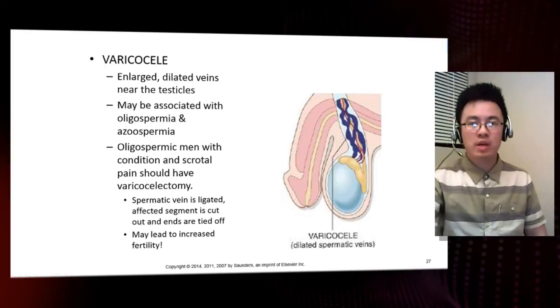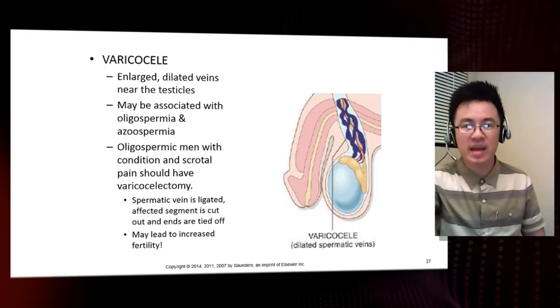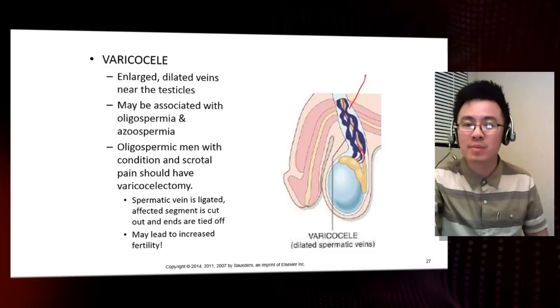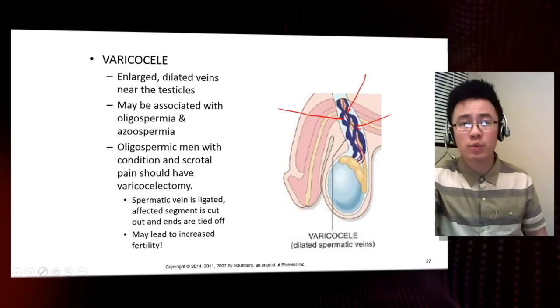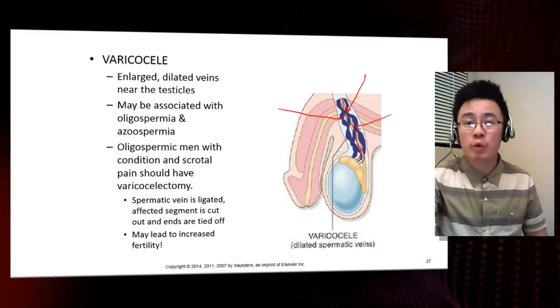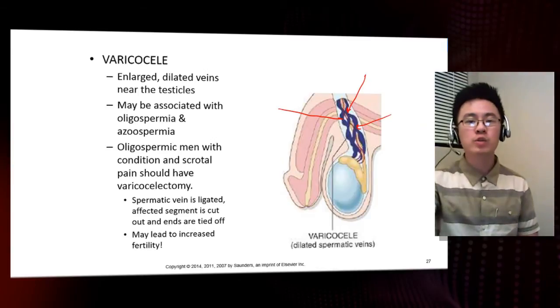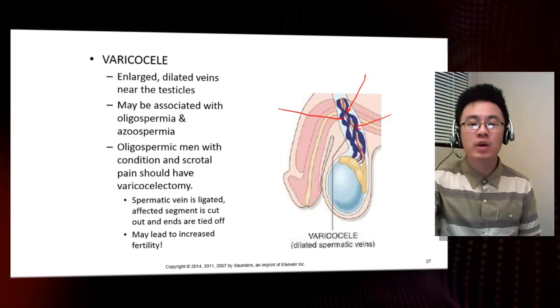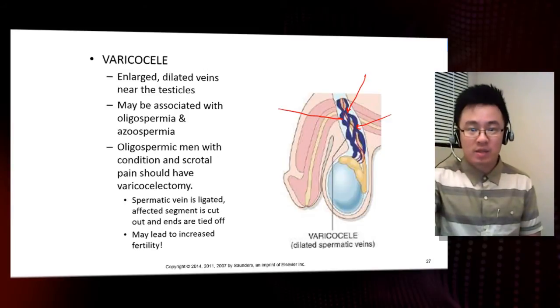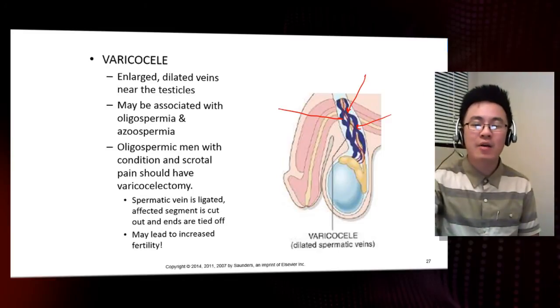A varicocele here is when you have enlarged, dilated veins that are near the testicles. You can see in our image right here, we have some large dilated veins right over there. And this may be associated with oligospermia or azoospermia as well, having little or no sperm whatsoever. Now, oligospermic men with this condition and scrotal pain should have a varicocelectomy. That is when the spermatic vein is ligated, the affected segment is cut out, and the ends are tied off. And therefore, this may lead to increased fertility.